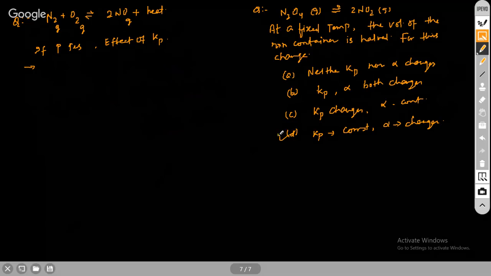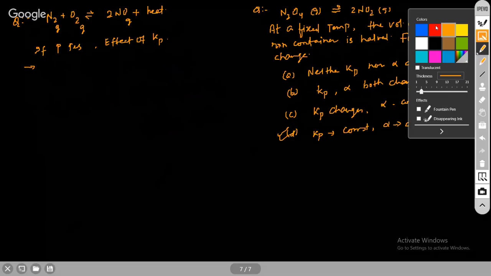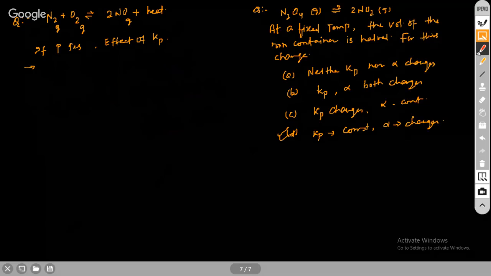Why? Because the temperature is fixed, and Kp is the equilibrium constant. So if the temperature is fixed, then Kp won't change. Kp will be constant. That is true. But since the reaction container volume is halved, that will change the degree of dissociation. So that's why the answer is D.